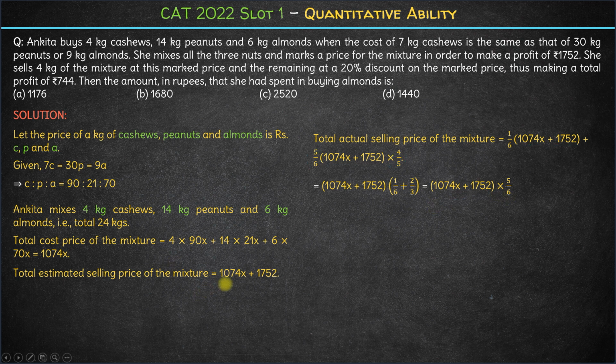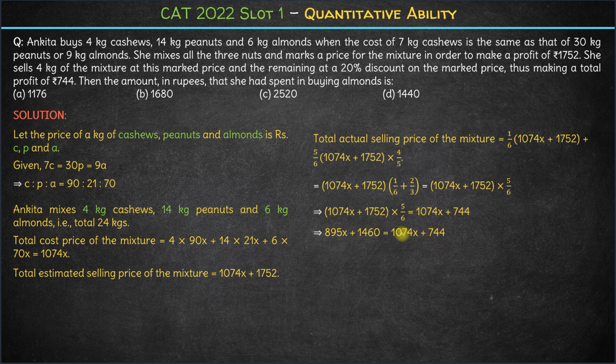So this is the total selling price for Ankita. Actual selling price. This was the estimated selling price when she wanted to make a profit of 1752, but this is the actual selling price. Now on the actual selling price, she made a profit of 744. So the actual selling price should be the cost price plus the actual profit of 744. Now 1074x into 5/6 is effectively 895x. 1752 into 5/6 is 1460, which is equal to 1074x plus 744 as it is RHS.